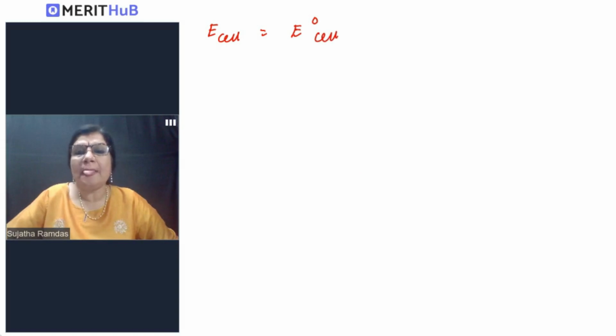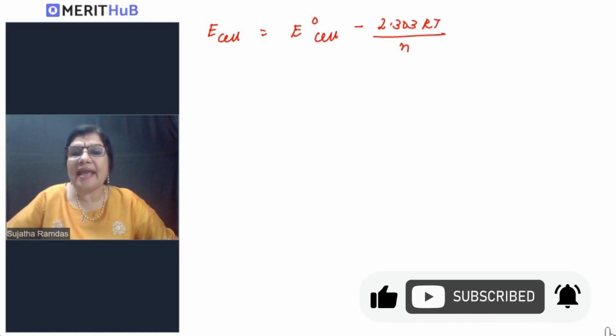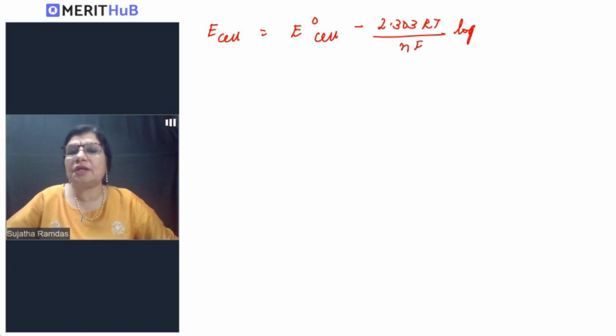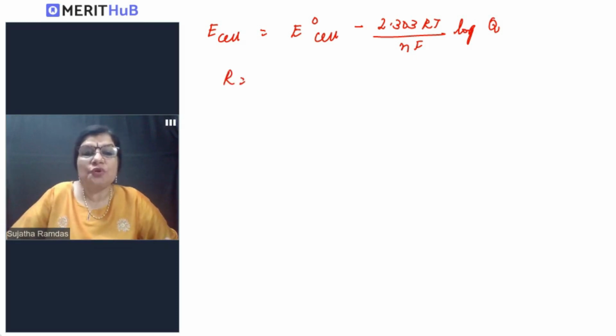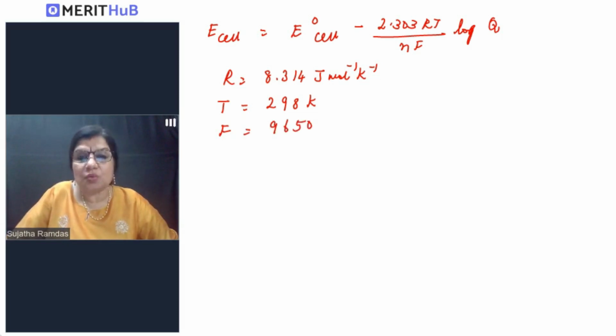So let's rewrite that equation. E cell is equal to E naught cell minus 2.303 RT by nF log Q. You know that Q is a reaction quotient. Now, we know the value of R. R is the universal gas constant, 8.314 joules per Kelvin per mole. Temperature is in Kelvin scale, 298 Kelvin. F is Faraday's constant, which is approximately 96,500 coulombs.